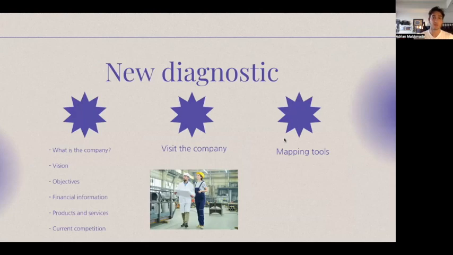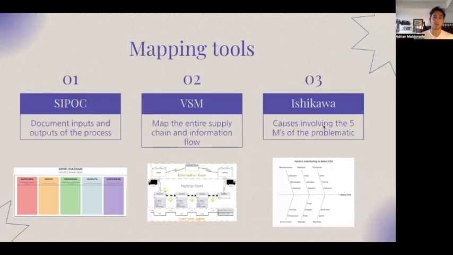evaluate the current situation. Some of these are the following: the SIPOC diagram to document the inputs and outputs of the process. The criteria to use it would be if the process involves several resources and actors which will have to be analyzed separately to complete the process.